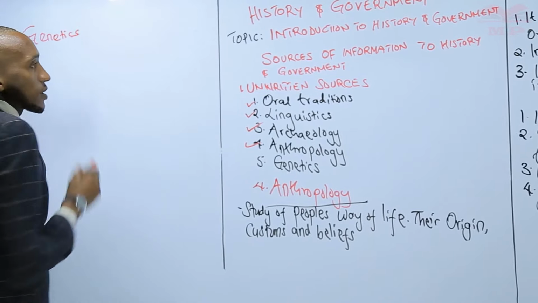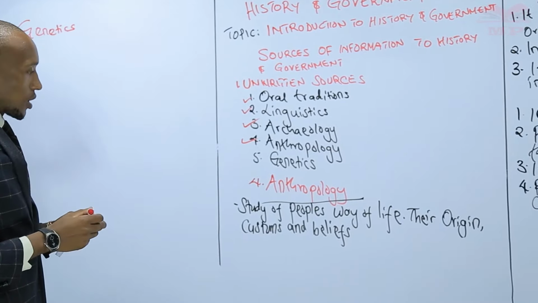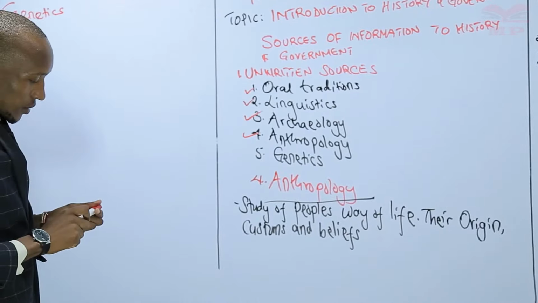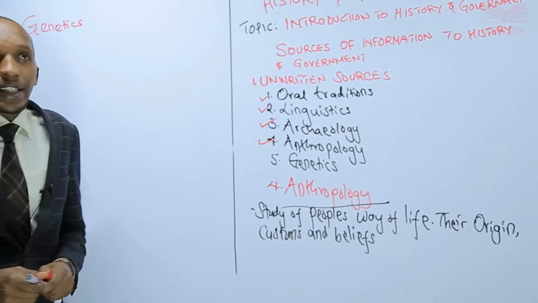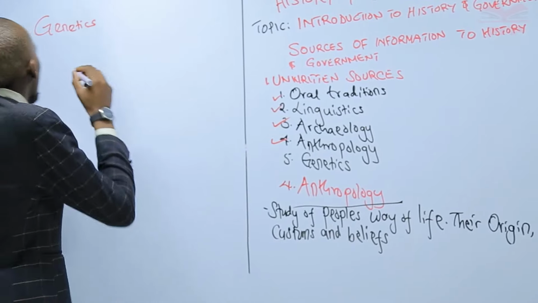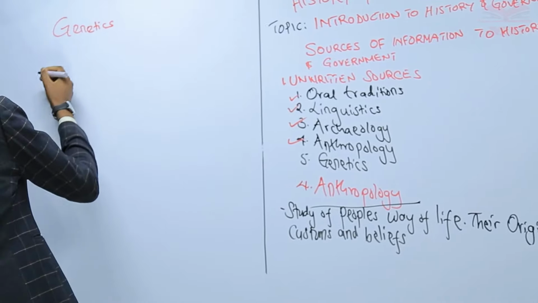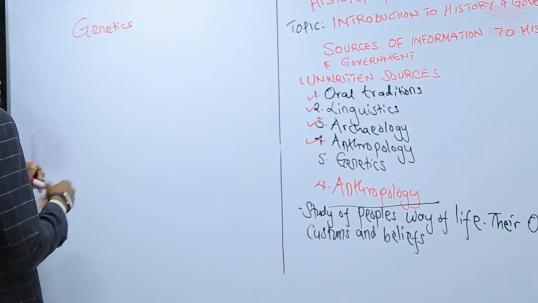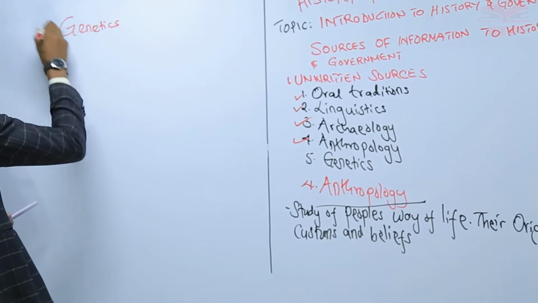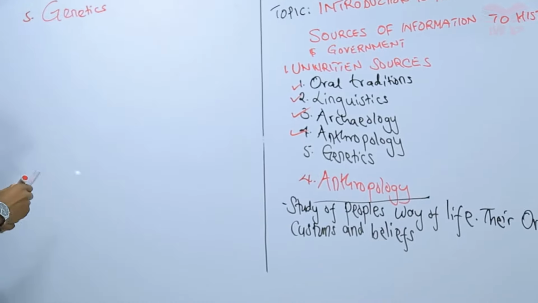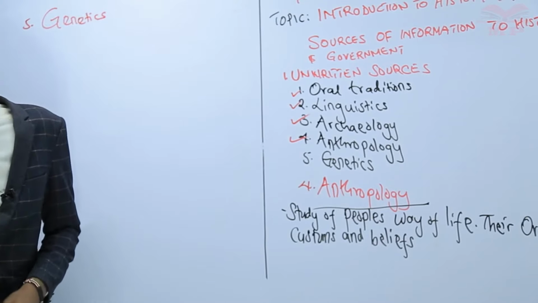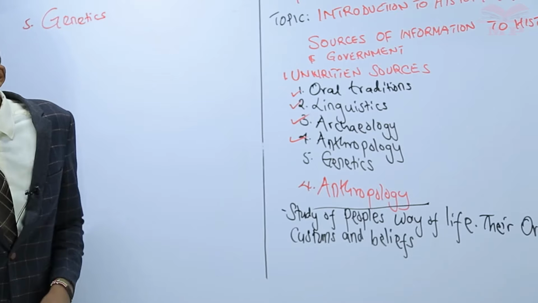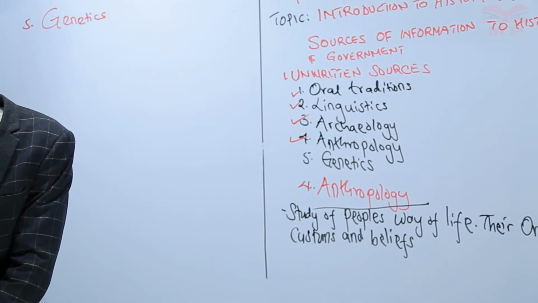So that is our last source that we are going to look at, genetics. So what is genetics? That is our number 5, right? Do not forget that. It's our 5th unwritten source of information.